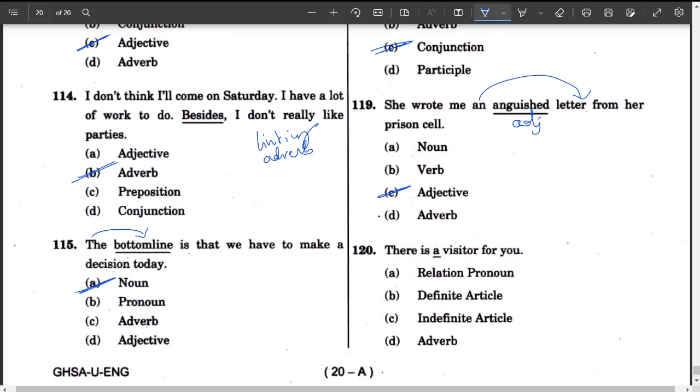Next, there is a visitor. A is followed by a noun here, so what is it called? That is an article. What type of article is that? That is an indefinite article. Yes.